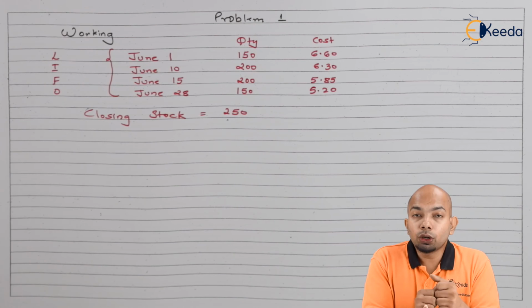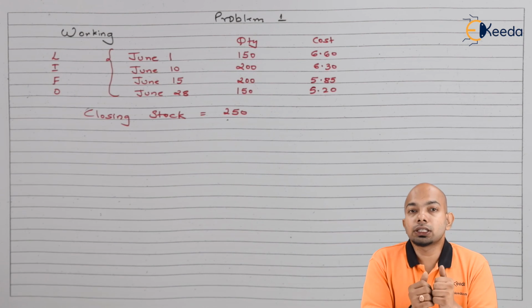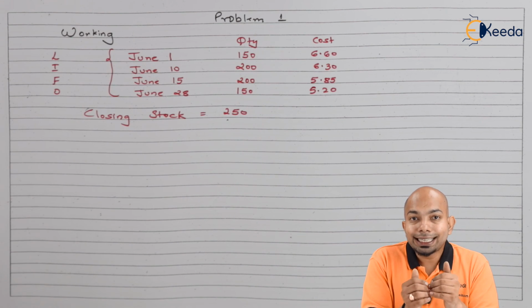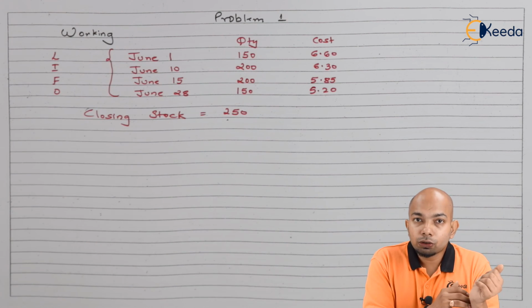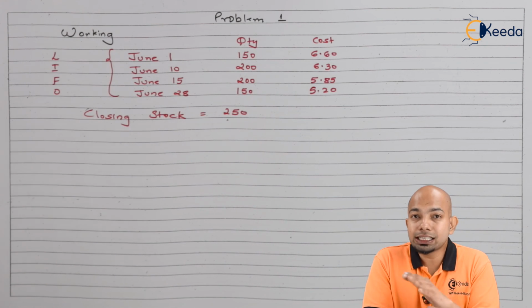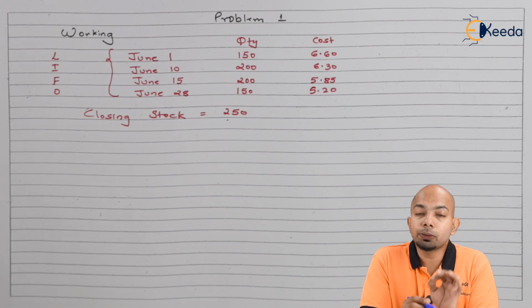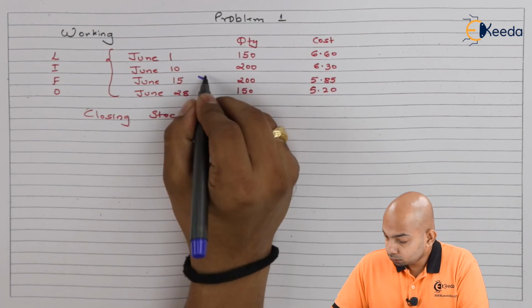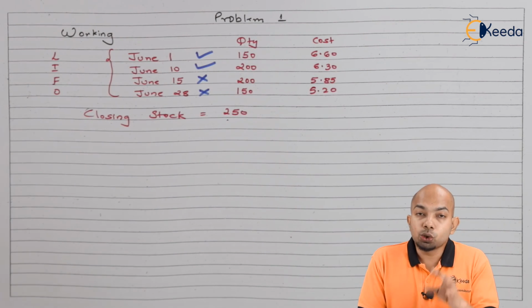Now LIFO refers to last in first out. So whatever quantity came in last, that means June 15th and 28th, has been taken out first. To give you a specific idea, June 15th and 28th are out of question. Whatever is pending will be taken into consideration. So we'll be taking June 1 and June 10 for our format here.